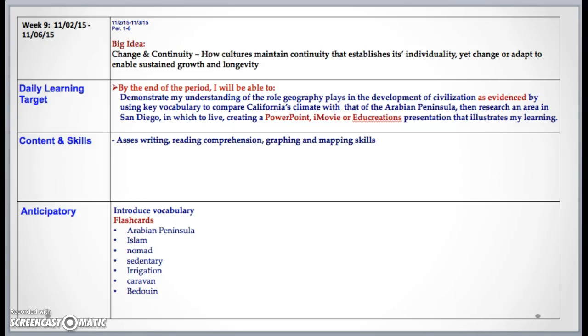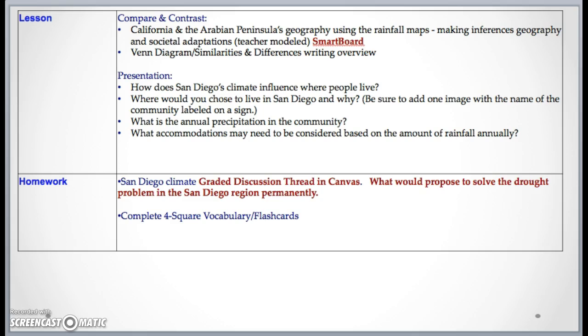Hello students, and welcome to the unit on Islam. Let's begin by taking a look at the big idea.